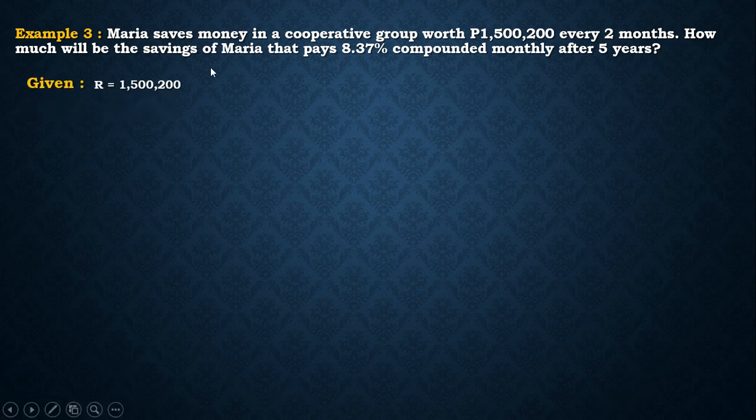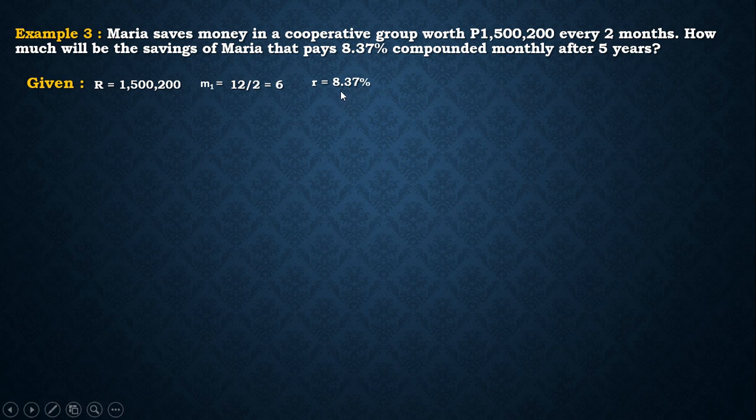ang R natin or the regular payment is 1,500,200. Ang M sub 1 natin is equal to 12. 12 constant. Gamitin nyo po siya. 12 divided by 2, which every 2 months, that is equal to 6. So, 6 na beses siya naghulog kada isang taon. Next, ang R natin is equal to 8.37%.